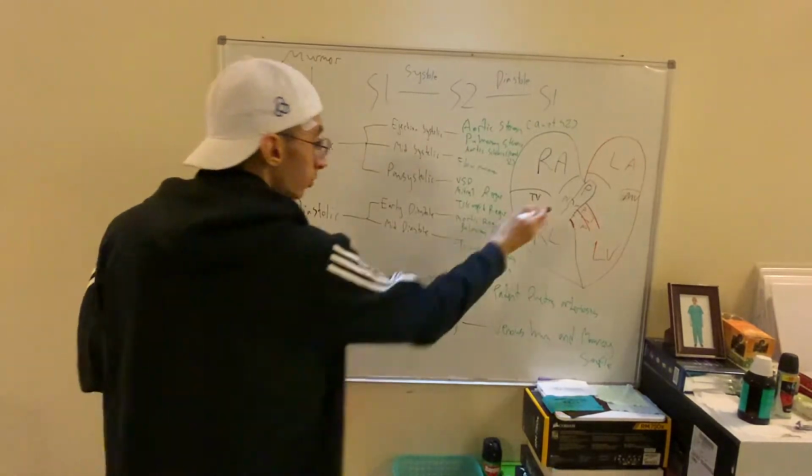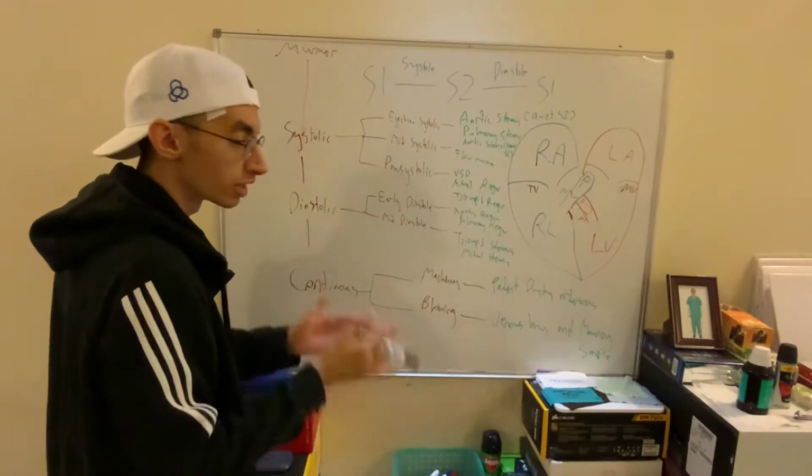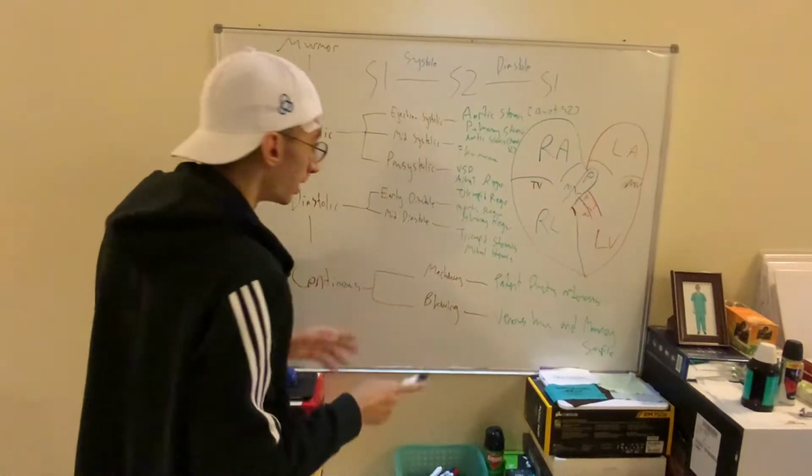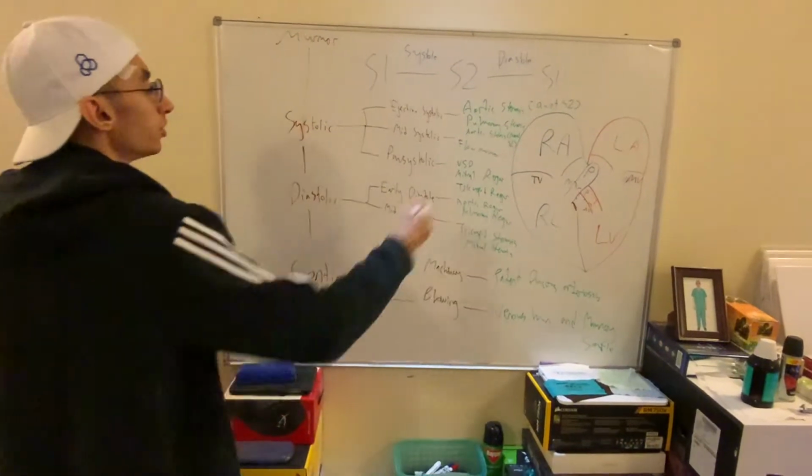Remember what S2 was, closure of these valves. But if there's a narrow opening, then you'll have a smaller closure. You'll have a small vibration being produced. So it could be aortic or pulmonary stenosis, or it could be aortic sclerosis.